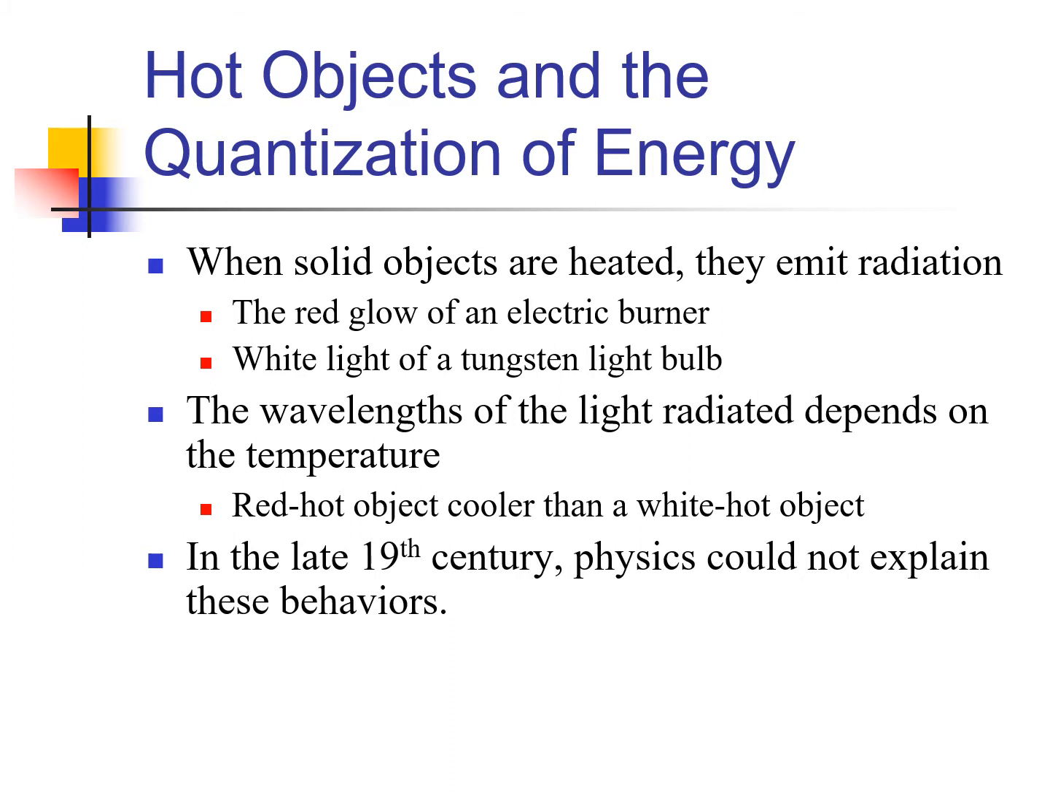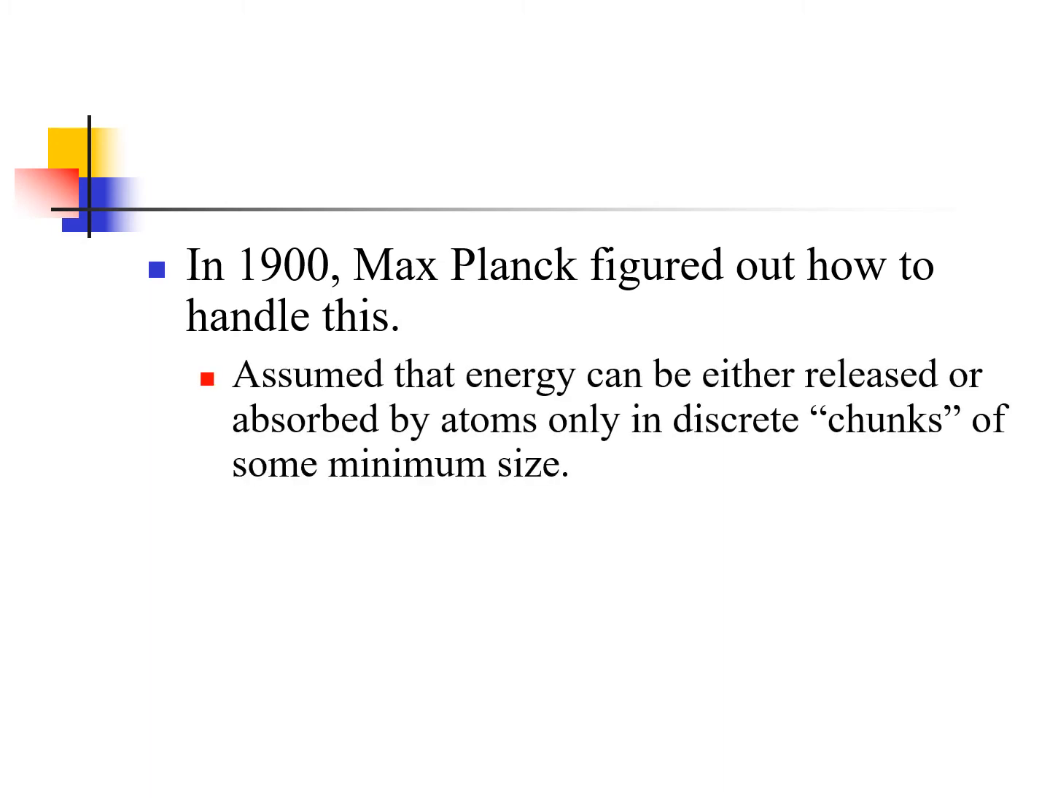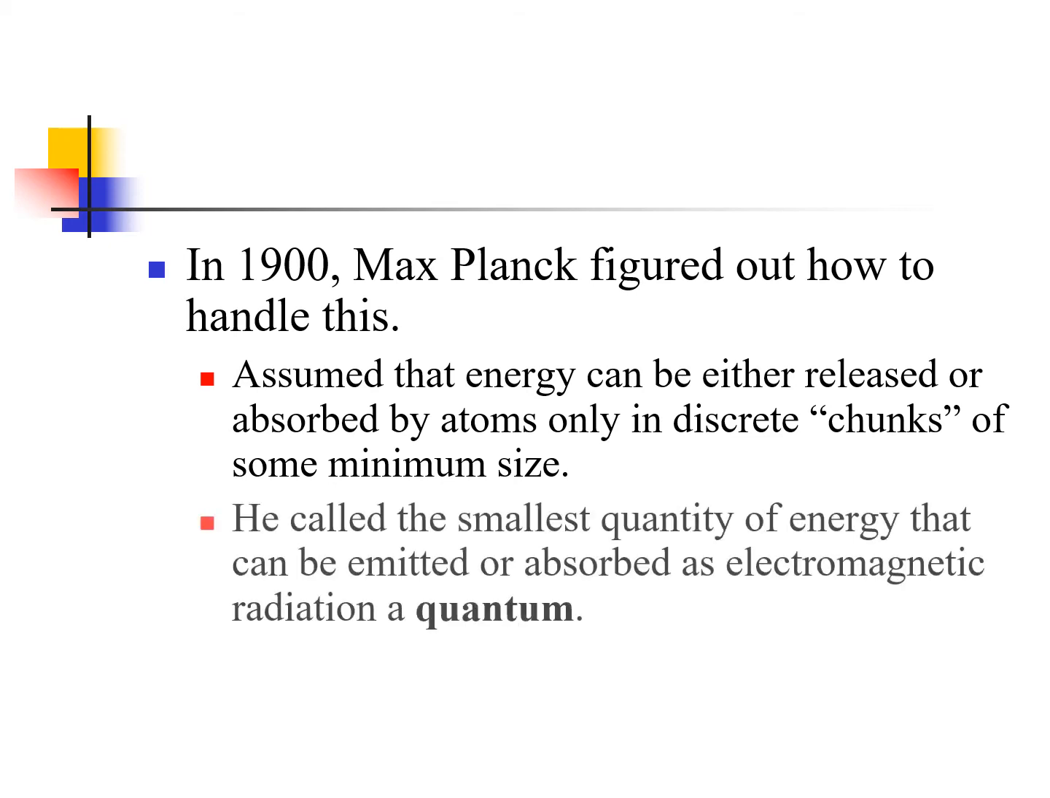Now, in the late 19th century, physics did not have an explanation for this. But in 1900, Max Planck figured out how to handle this. What he did is he assumed that energy can either be released or absorbed by atoms in only discrete chunks of some minimum size. And he called that smallest quantity of energy that could be emitted or absorbed, in other words one of those chunks, a quantum.